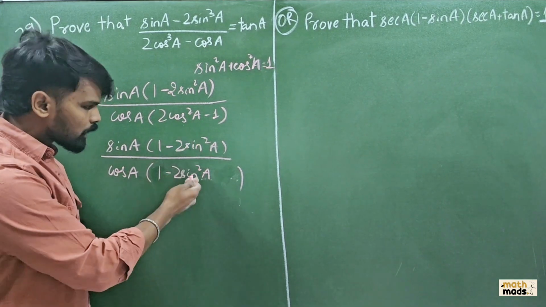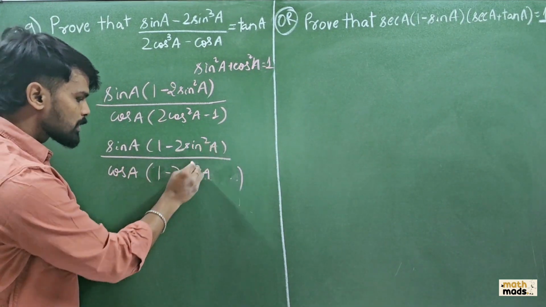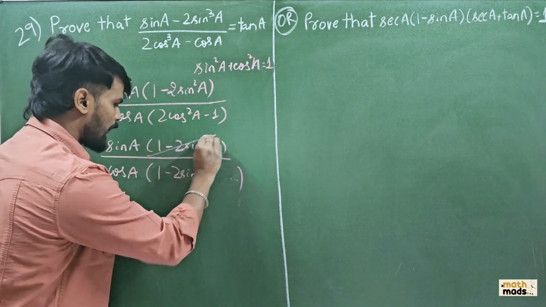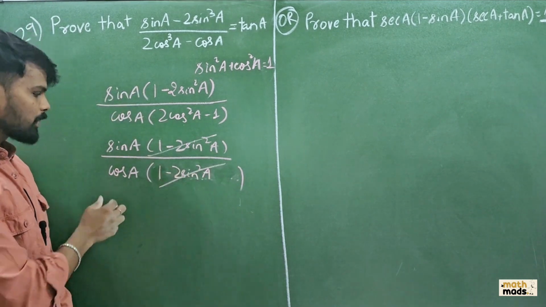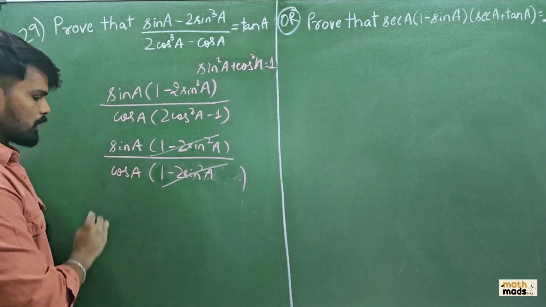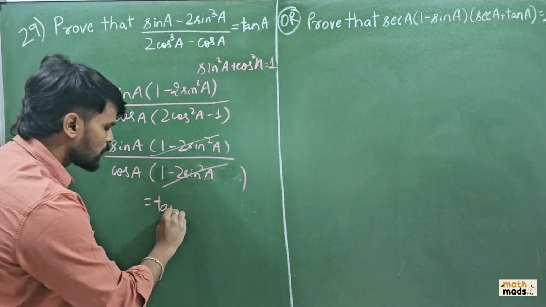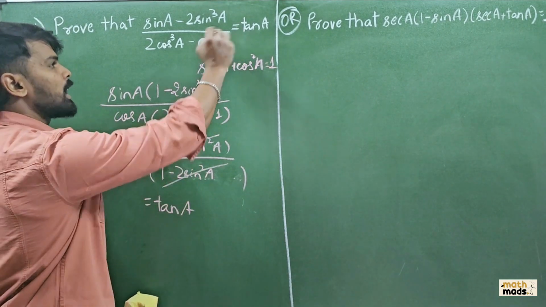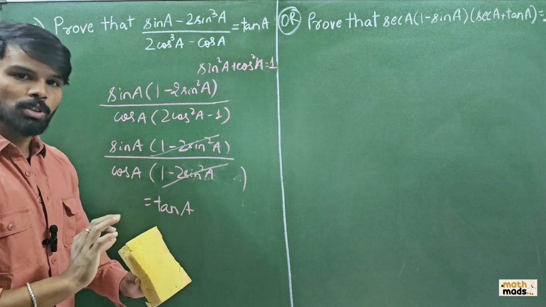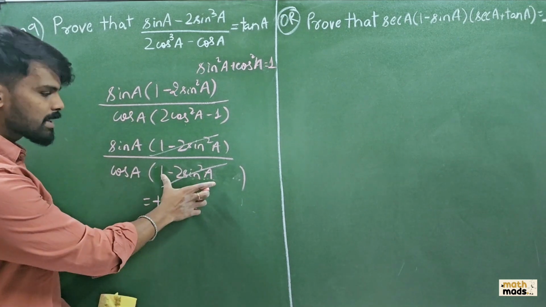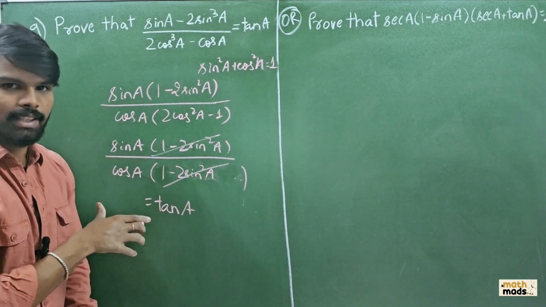Now observe the numerator and the denominator. 1 minus 2 sin square A, 1 minus 2 sin square A. I will just cancel these two. What is left out? Sin A by cos A is left out. What will it give you? It will give you tan A. Just compare with the RHS given, tan A and tan A. So you have arrived at the solution. Whatever changes I made here, just make sure you write it in steps.